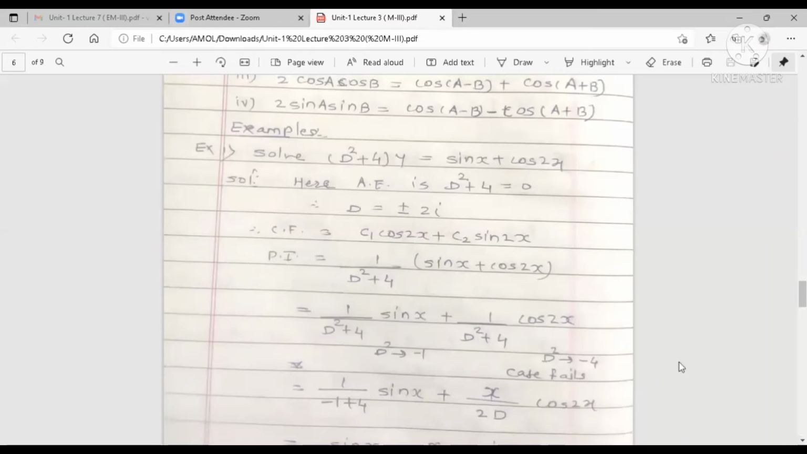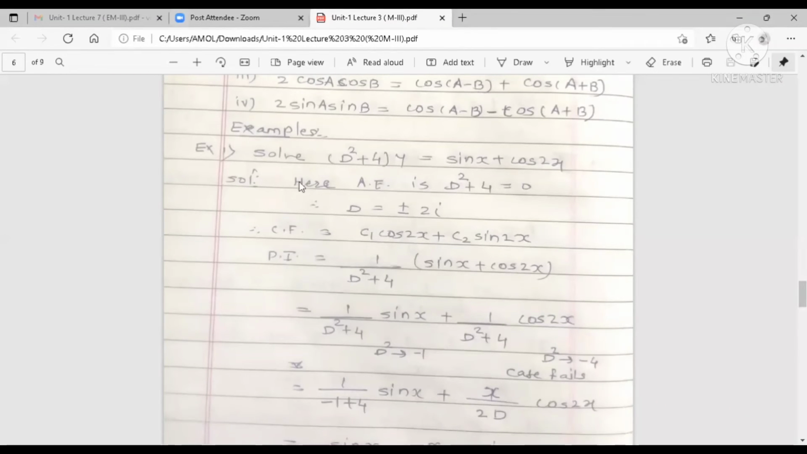Solve (D square plus 4) y is equal to sin x plus cos 2x. Here it is the reduced form of LDE, and here the auxiliary equation is D square plus 4 is equal to 0. It is the quadratic equation, D square plus 4 is equal to 0. So it has two factors, and the factors are D is equal to plus minus 2i. Because if we shift this 4 to the RHS, the term is D square is equal to minus 4. Since the square is a negative number, here we introduce i square. So D square is equal to 4i square, and so the factors are D is equal to plus minus 2i.